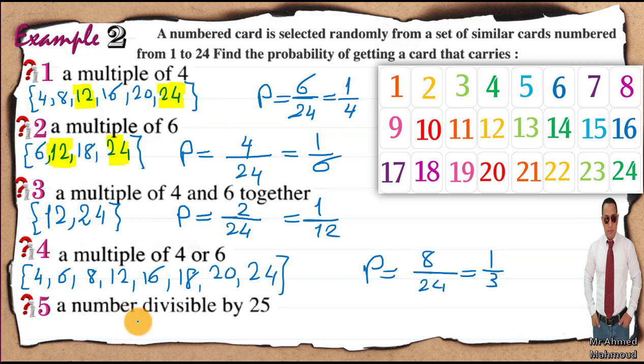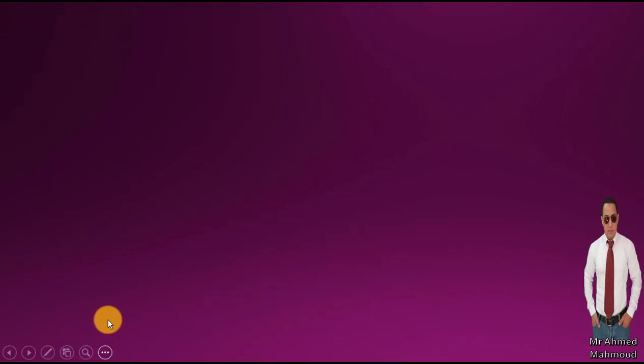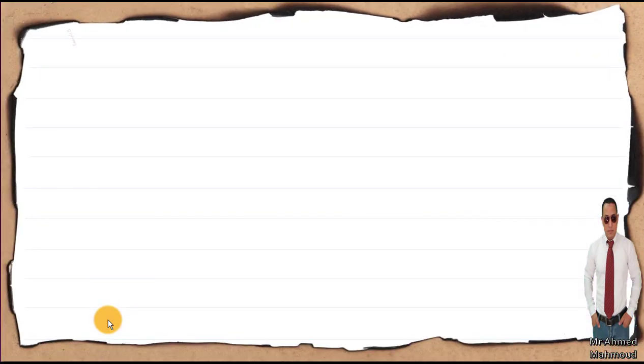Finally, number divisible by 25. I don't have any number divisible by 25 here, so the probability equals 0 and the event equals the empty set. Okay, but he asked me actually about the probability, not the event.